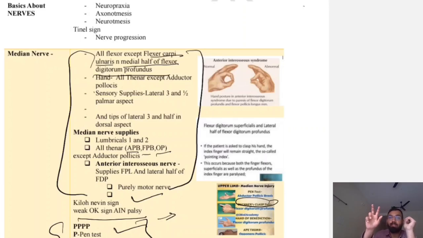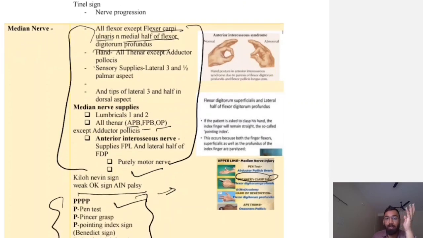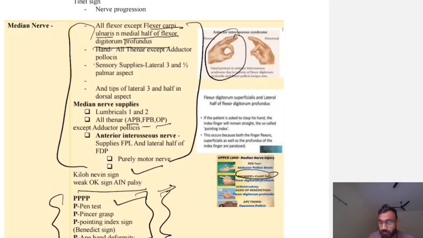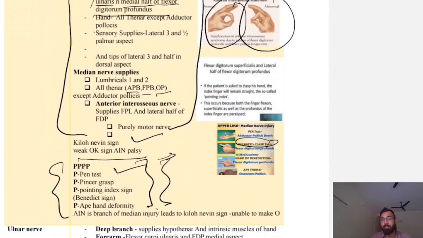So in median nerve injury there is a Benedict sign. Fourth is ape hand deformity. What is ape hand deformity? The patient is not able to do abduction, and the thumb will be like this because abductor pollicis brevis action is lost, or you can say adductor pollicis action is increased. So it is the ape hand deformity. Do you understand the tests and why there is Benedict sign, why there is pincer grip? You can see this is normal, this is pincer grip. I have explained Kleinert sign also, that is the same as pincer grip.